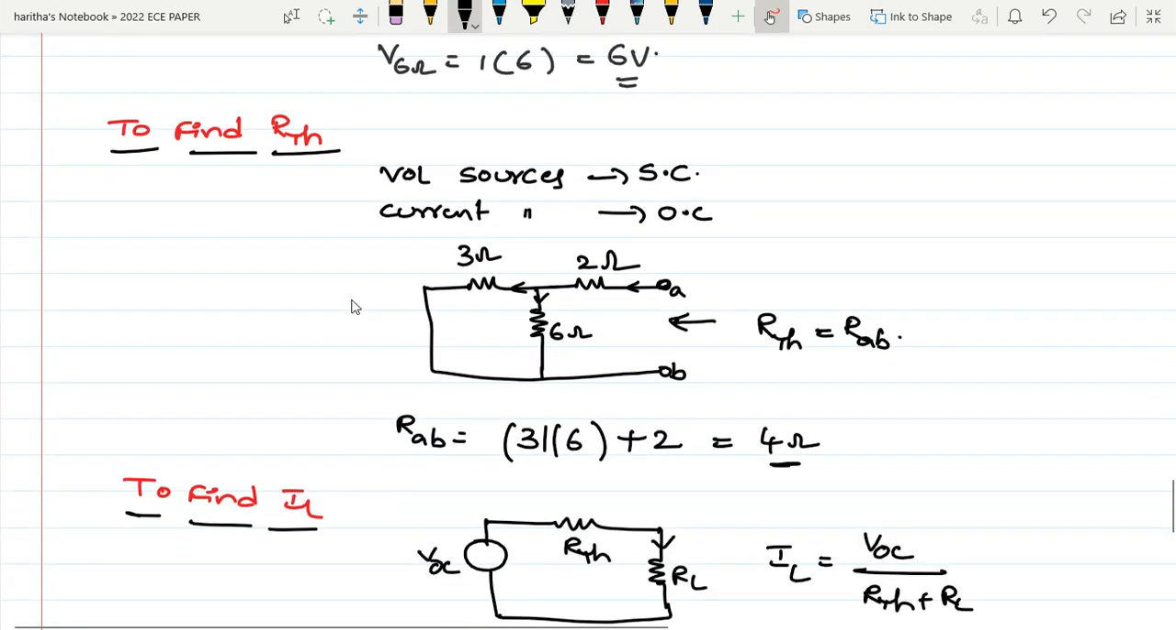Next, to find R Thevenin, you have to replace the voltage sources with short circuit and current sources with open circuit.